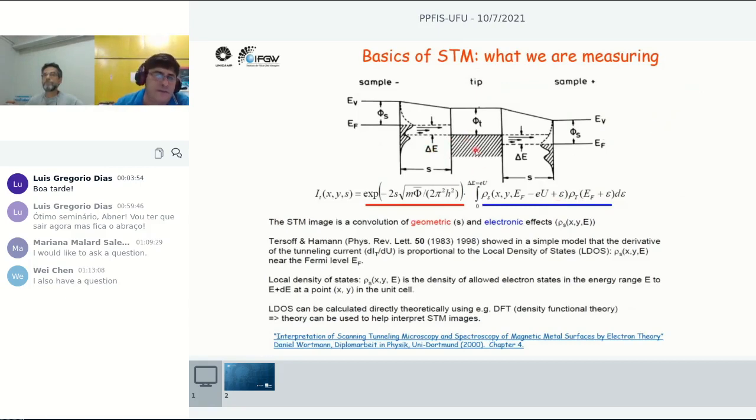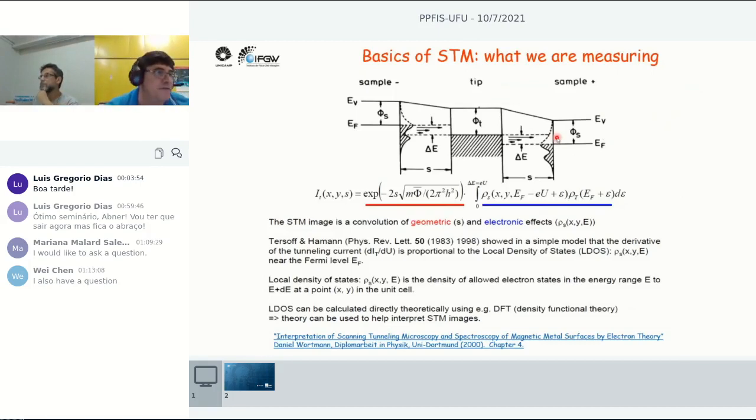And it works like this. Typically the tip is at ground, and we put the sample at a bias relative to the tip. If you put the sample at negative bias, electrons from the valence band of your sample can tunnel to the unoccupied states, the conduction band, of your tip. In the other way, if you polarize your sample positively, electrons from occupied states of the tip, which in this case we are assuming flat, tunnel to unoccupied states of the conduction band of your sample.